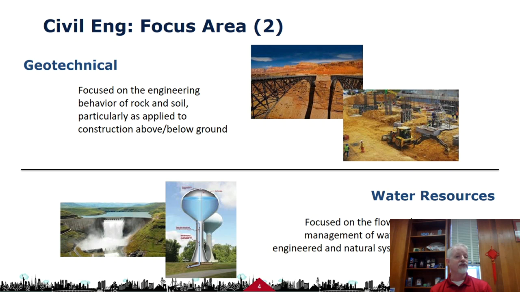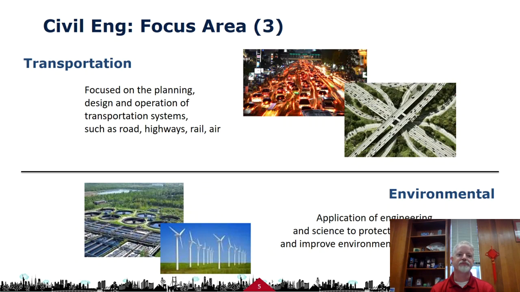So engineered systems are like our potable drinking water systems or our sanitary or stormwater systems. Then there's our natural systems, which can include our river environments or our groundwater systems and how we manage those resources. We have transportation, which is focused on the planning, design, and operation of transportation systems such as road, highway, rail, and air. So these are the systems that move people and goods throughout our urban and natural environments.